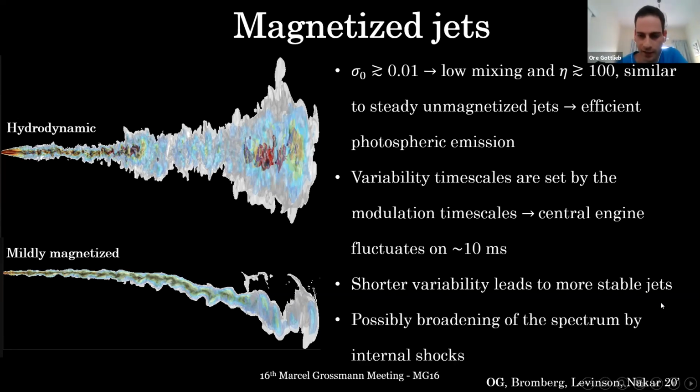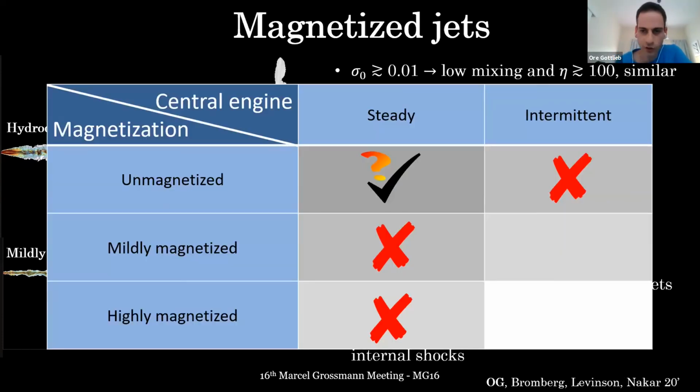And finally, its main advantage over the hydrodynamic continuously launched jet is that here we can have a very efficient broadening of the spectrum by internal shocks, since the internal shocks in this model are found to be much stronger than the internal shocks induced by the instabilities inside the star. So we can mark this model as promising.